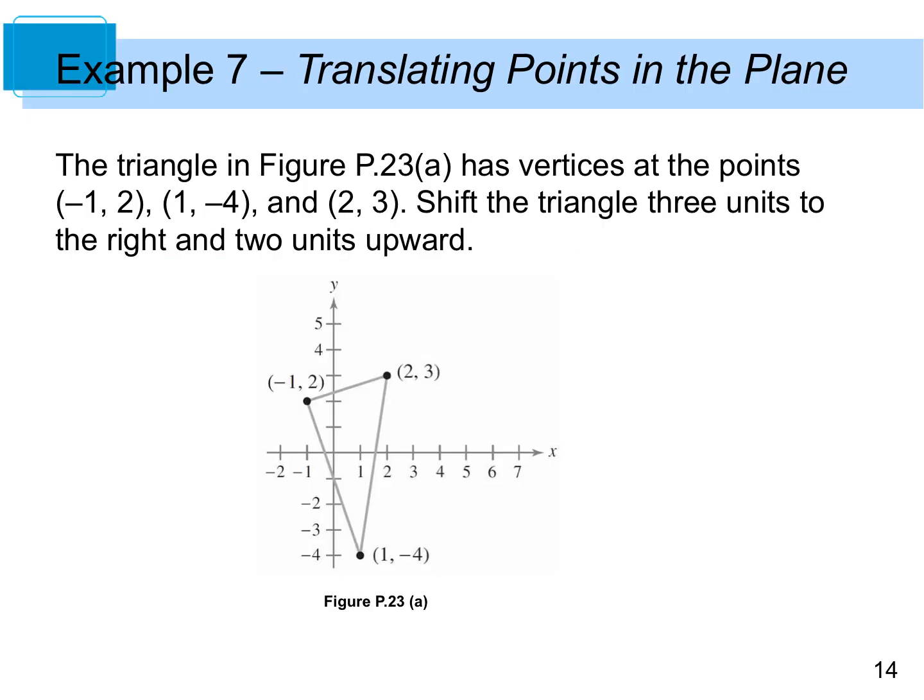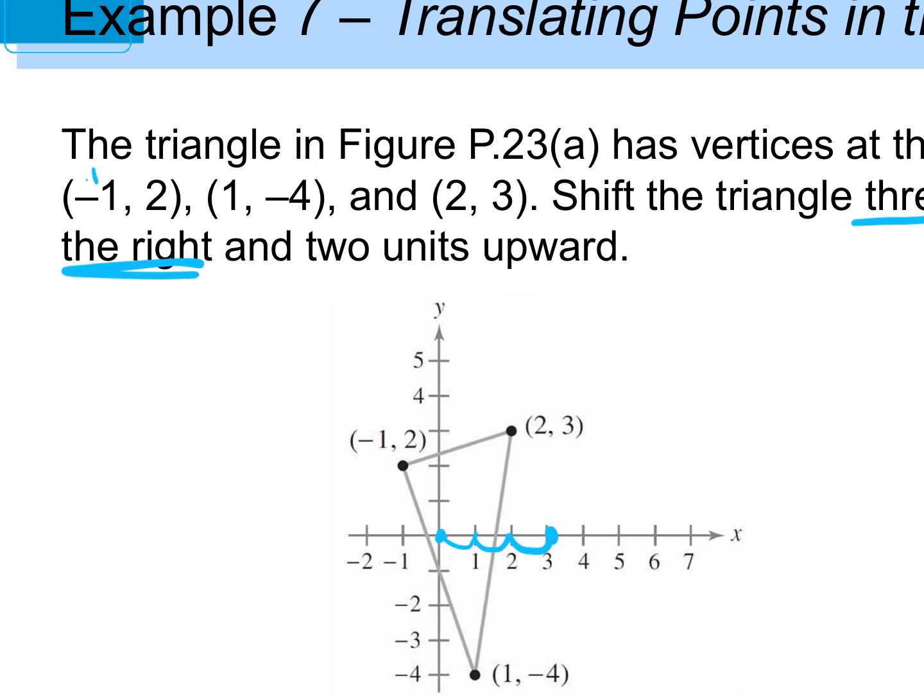All right, last example, example 7. We're translating points in the plane, so it gives us 3 points. And it says shift the triangle 3 units to the right and 2 units upward. So if we're going 3 units to the right, if I start at the origin, let's say, and I move 3 to the right, we're going along the x-axis. I'm increasing all of my x's by 3. So I'd add 3 to each x.